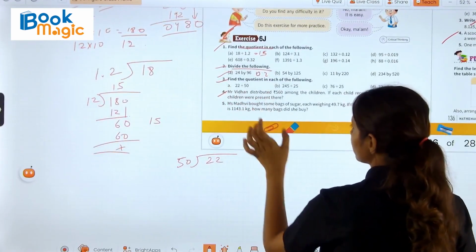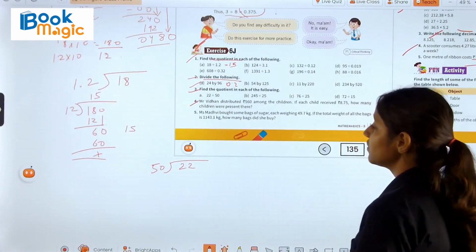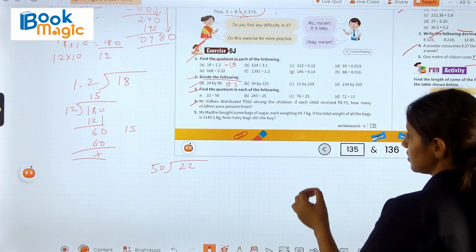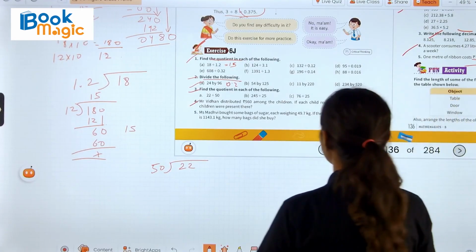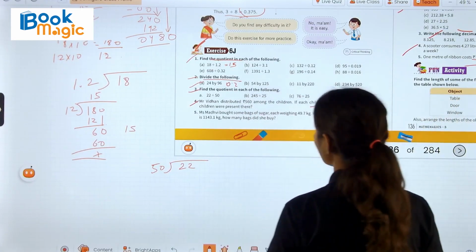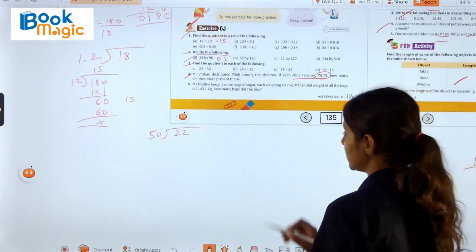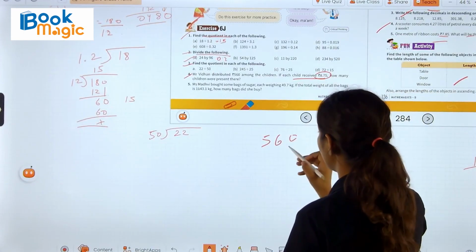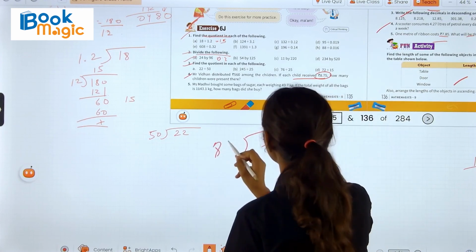Then we have question number 4. Mr. Vidhan distributed 560 among the children. If each child received this much, how many children were present there? That means you have to divide 560 by 8.75.